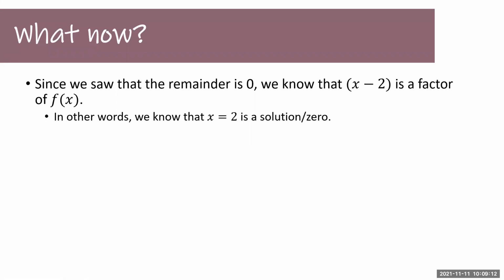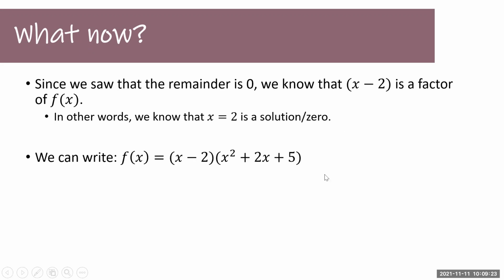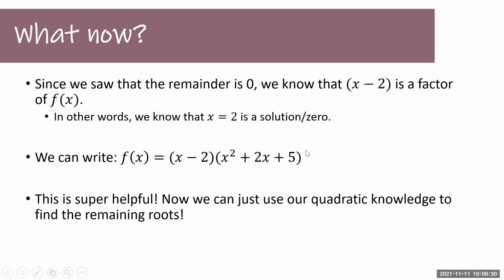So what do we do now? Again, since our remainder is 0, we know that x minus 2 is a factor, which tells us that x equals 2 is a solution or a 0. If we looked at the graph, x equals 2 would be an intercept. We can write it as x minus 2 times our resulting quotient. This is really actually very helpful. Now we have one root here, and like I said, we can use quadratic methods or other factoring or whatever we need to use to get the solutions here. And we can easily get all three of our roots.